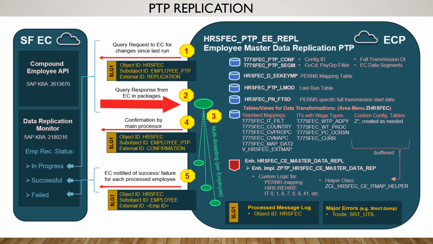We will go to the next one. Here we have PTP replication. PTP stands for point to point replication. If you can see here, we don't have a middleware. We have the SAP Employee Central system here, and the Employee Central Payroll system here, and the middleware is missing. So in PTP replication we don't have the middleware.